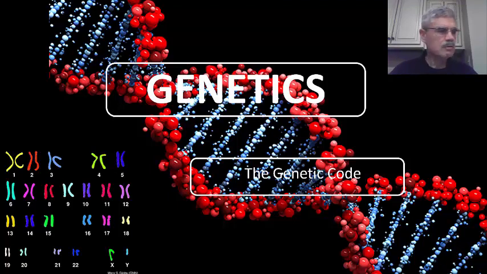Class, we're going to continue our chapter on genetics. We'll be continuing with our discussion of the translation step in protein synthesis and move into a discussion of the genetic code, the universal genetic code.